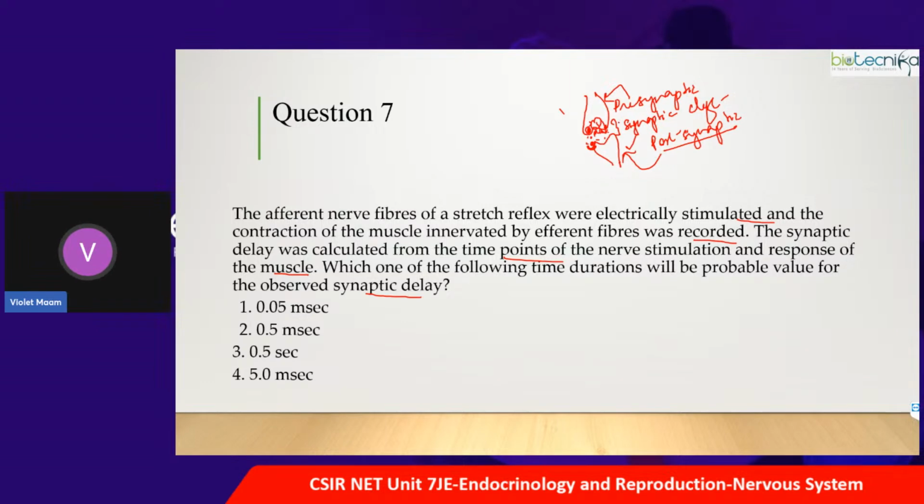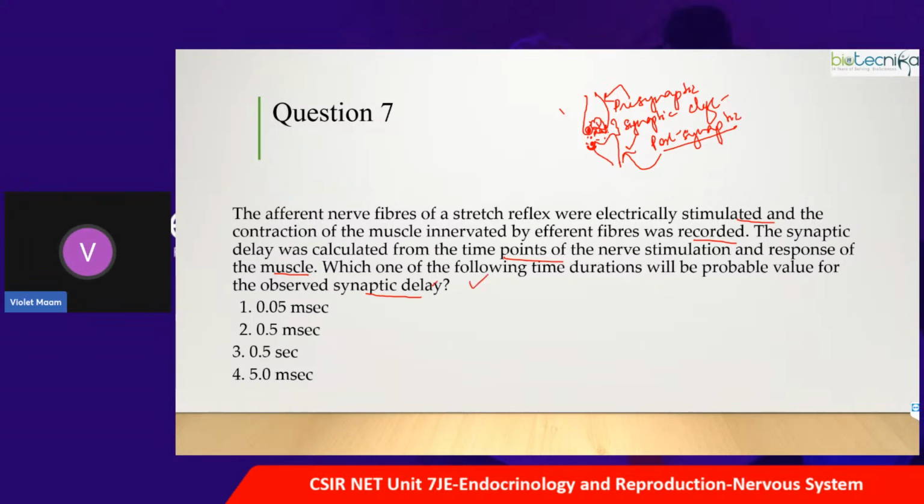Yes, Vanishri. Difference between two inward currents? Not difference, it is the time difference. Oh yes, Vanishri, correct now. Yes, Sunshine, correct.